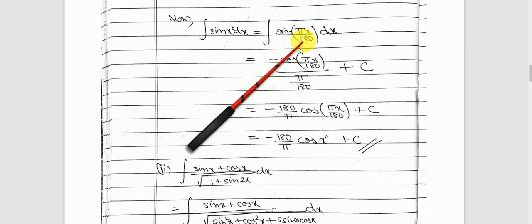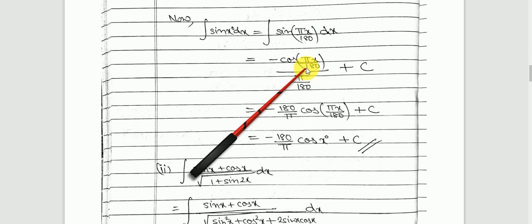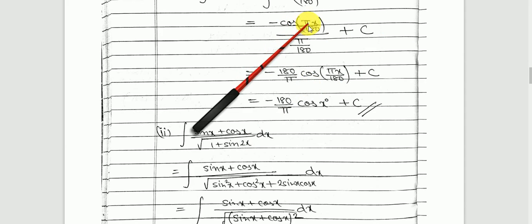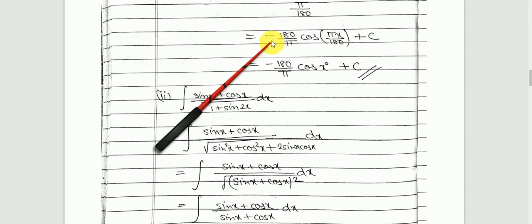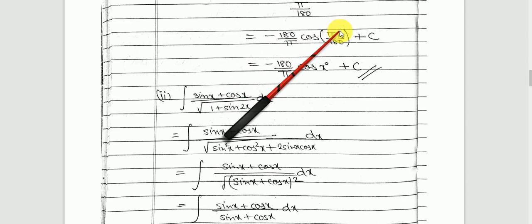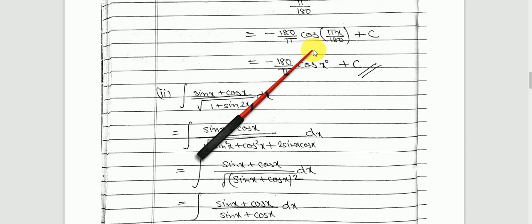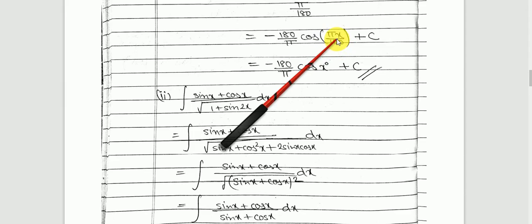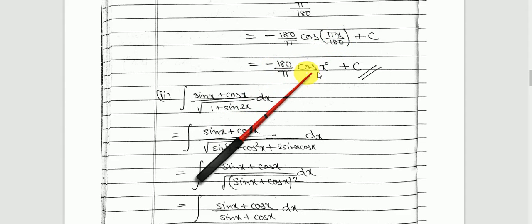Using that formula, here you'll get minus cos of pi x upon 180, divided by pi upon 180, plus c. You simplify this, so you'll get minus 180 upon pi into cos of pi x upon 180 plus c. But pi x upon 180 is nothing but x degree, so you can write minus 180 upon pi into cos x degree plus c. So the integration of sine x degree is this. Since here it was given in degrees, you are supposed to convert this into radian, and after that only you have to integrate this.